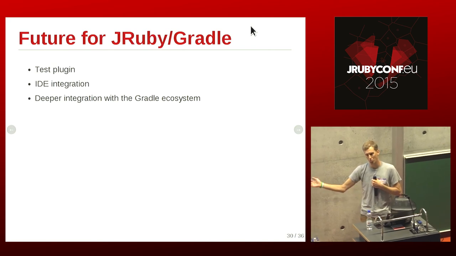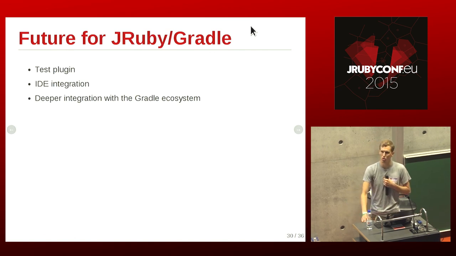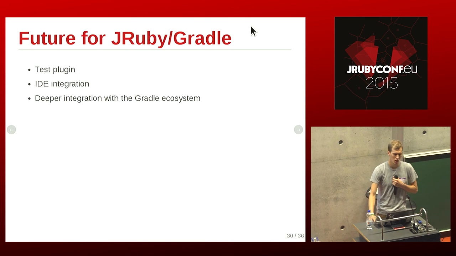Now, there are tools like parallel RSpec, but those rely on forks, and they don't work very well in JRuby. So I see a lot of good things that we can do providing a better tool chain for testing with JRuby than what we have right now.